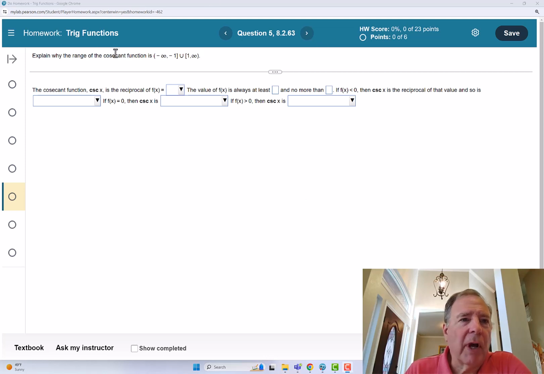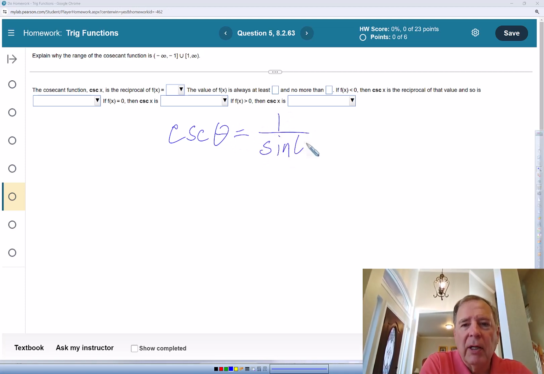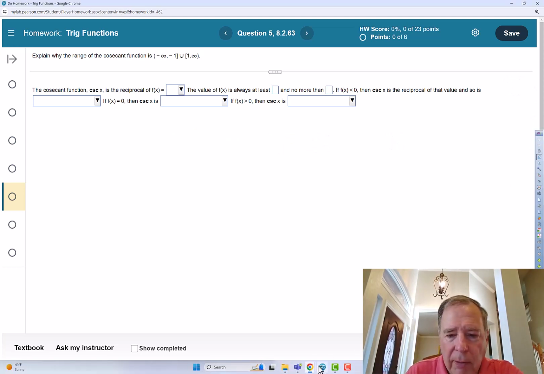This is question 5 of the Trig Functions assignment. Explain why the range of the cosecant function is negative infinity up to and including -1, union with 1 inclusive up to infinity. So the big thing here is to remember that cosecant of theta is 1 over sine of theta. And we'll look at that in the calculator here.